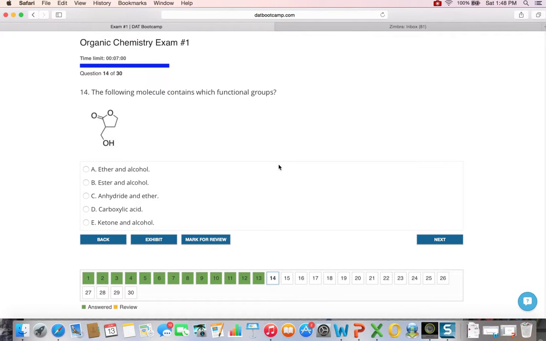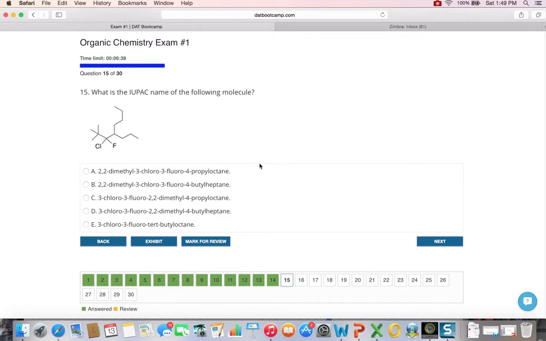Number 14, functional groups. You have to be careful here. This looks real tempting to call this an ether, but it's actually what is called a lactone, which is a cyclic ester. So I only see ester on one answer choice, an ester and an alcohol. That's correct. And then just move on to the next.